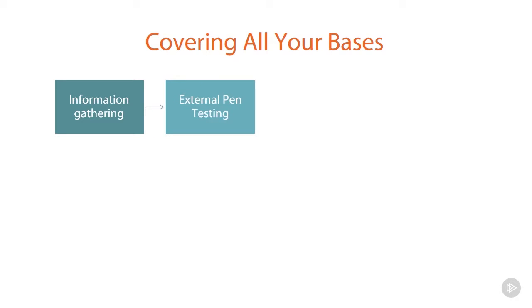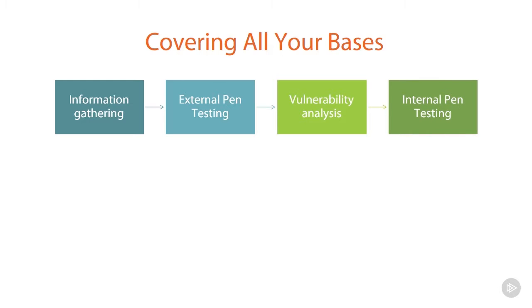We then typically go through an external pen test. Again, we're looking for vulnerabilities that are accessible from the outside. Obviously, then we would look at a vulnerability analysis so we can find weak points based off of software, operating systems, or devices. After that, we would go through and do an internal network penetration test to see what type of information is exposed from the inside.